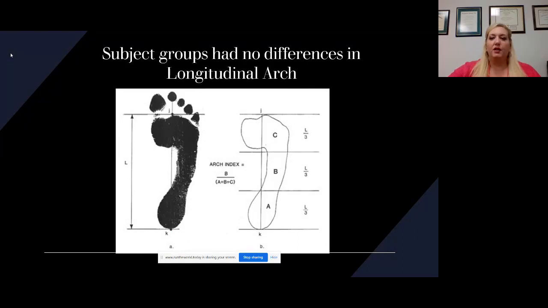Initially, the subject groups had no difference in the longitudinal arch. So patients with diabetes and those without diabetes, our control group, their longitudinal arch was the same. Again, no structural abnormalities. The only difference was one group had diabetes and peripheral neuropathy, the other did not.